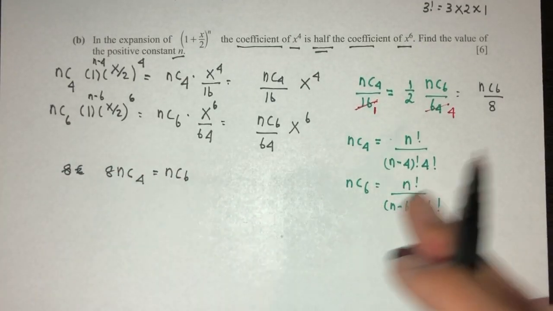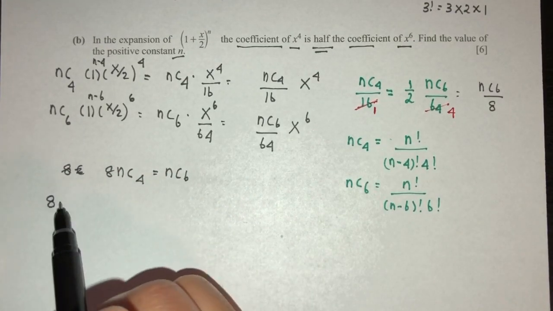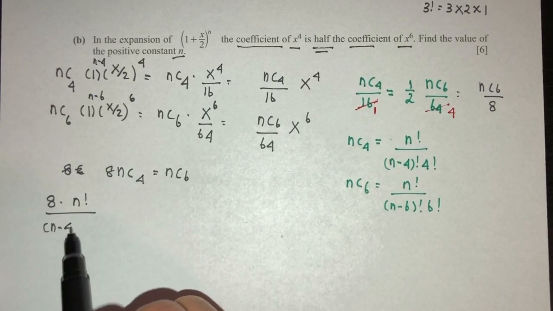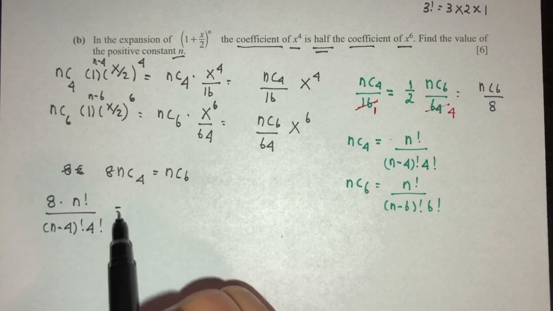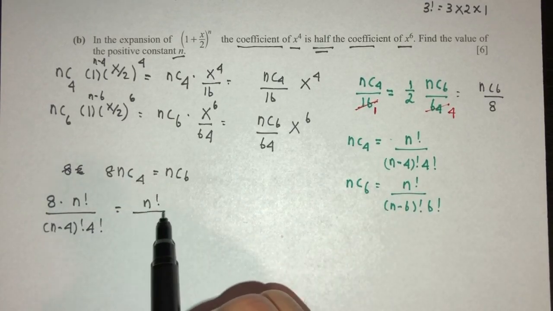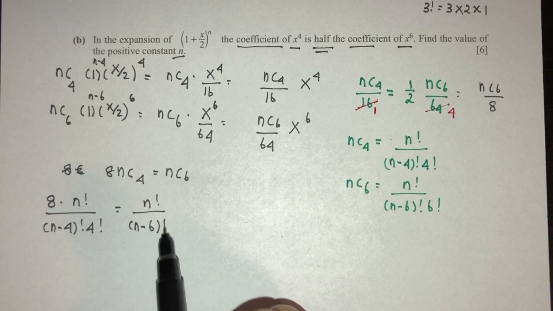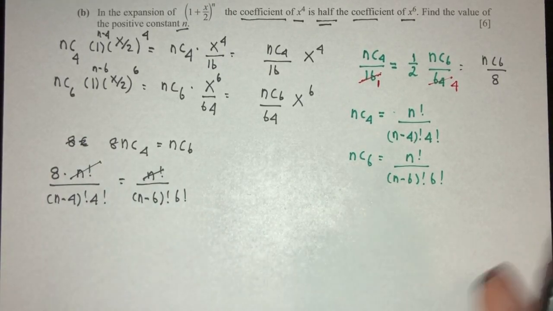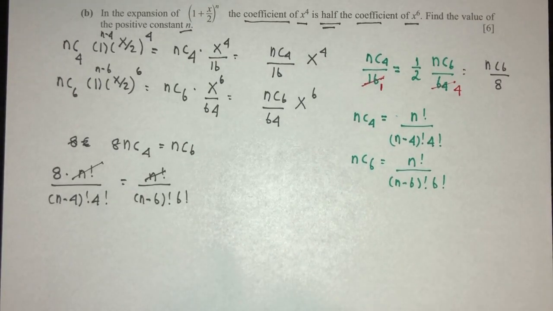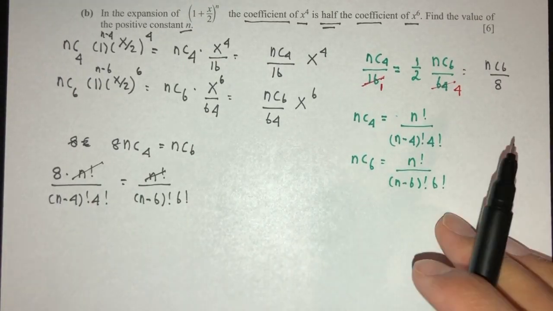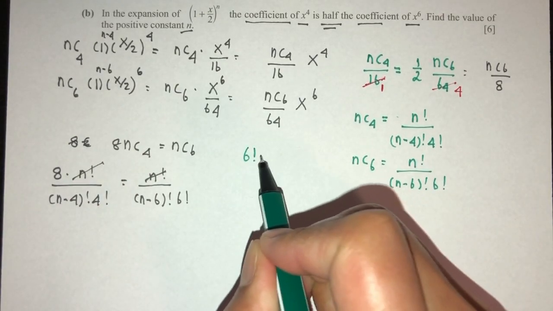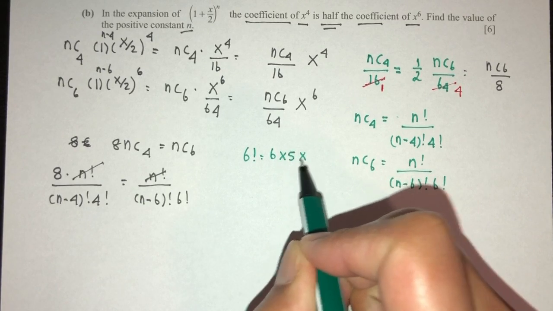Now replace this one by this expansion. You will have 8 times n choose 4, which is n factorial over n minus 4 factorial times 4 factorial, equal to n choose 6, which is n factorial over n minus 6 factorial and 6 factorial. Now as you can see, these two will cancel out. And what is this and this? As you have seen, we can expand if you want to. So 6 factorial we can write down as 6 times 5 times 4 factorial.